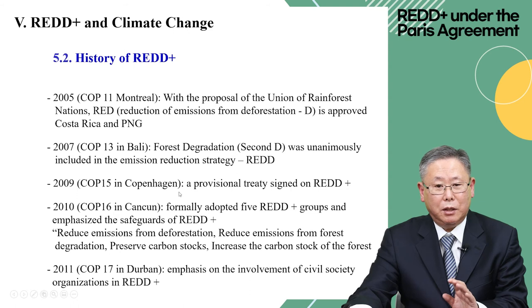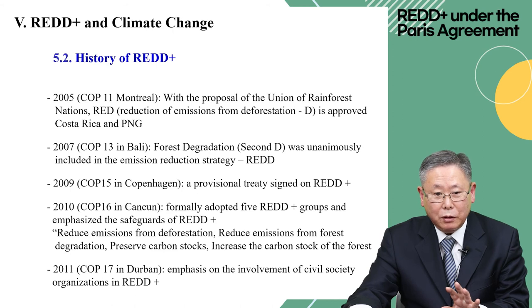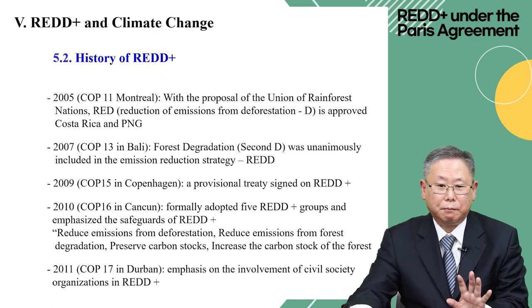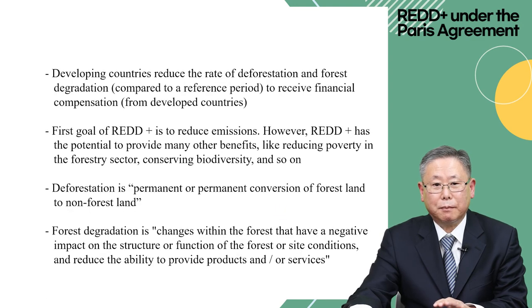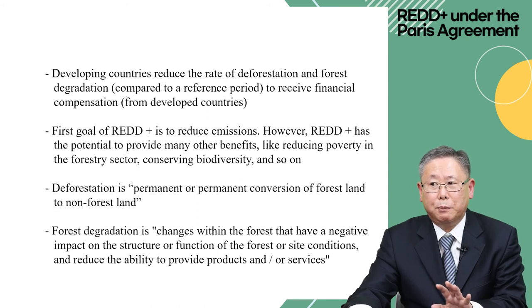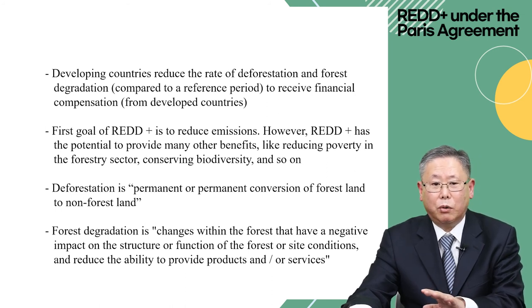In 2010, COP16 in Cancun formally adopted the five REDD plus activities and emphasized the safeguards of REDD plus: reduce emissions from deforestation, reduce emissions from forest degradation, preserve carbon stocks, and increase carbon stock of the forest. These five. The first goal of REDD plus is to reduce emissions. However, REDD plus has the potential to provide many other benefits, like reducing poverty in the forest sector and conserving biodiversity and so on.